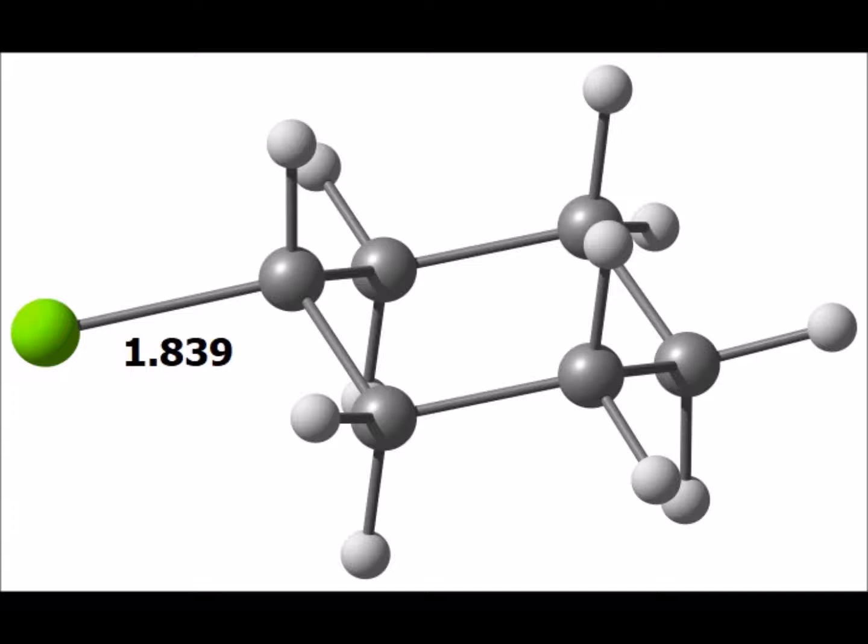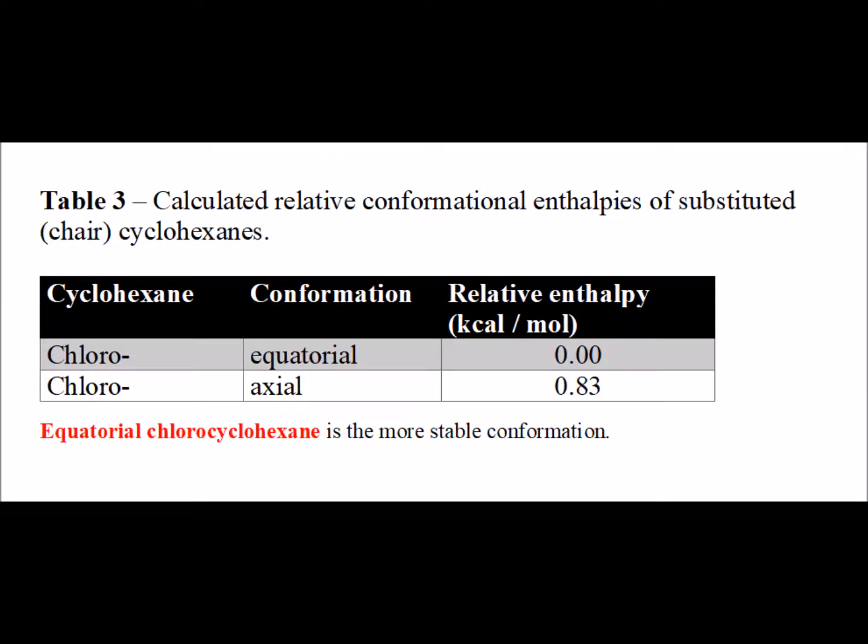Notice that in each of the three cases so far, the equatorial substituent has a shorter length to the carbon ring than does the axial substituent. Again, as in the previous cases, the equatorial conformation of chlorocyclohexane is lower in energy than the axial conformation, here by only 0.83 kcals per mole, but still with the equatorial preference over the axial substituent.